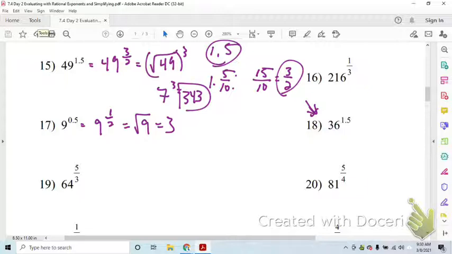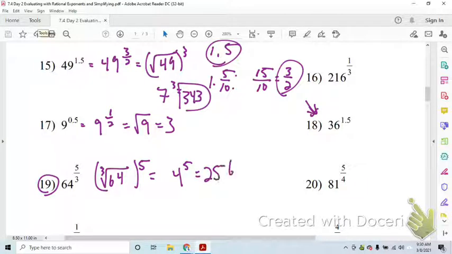And then let's take care of 19, like that number. So this is the same thing as the 3rd root of 64. We're taking that to the 5th power. So the 3rd root of 64 is 4. 4 to the 5th power is going to be 256.